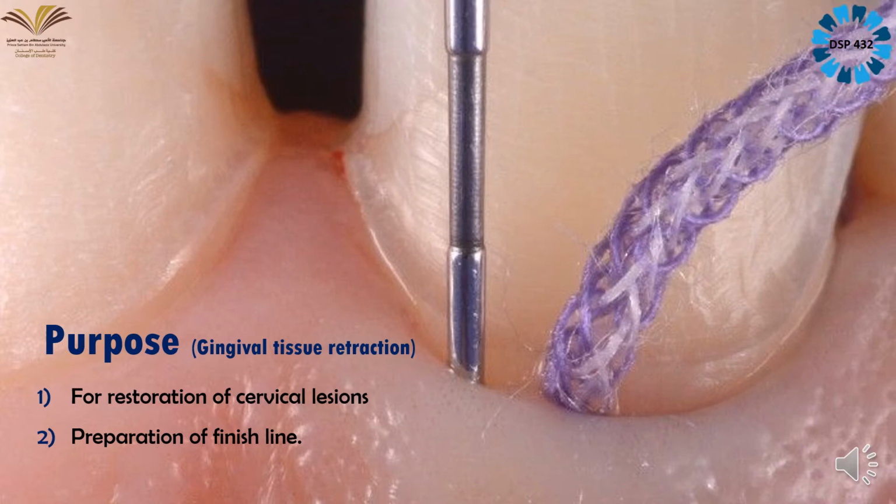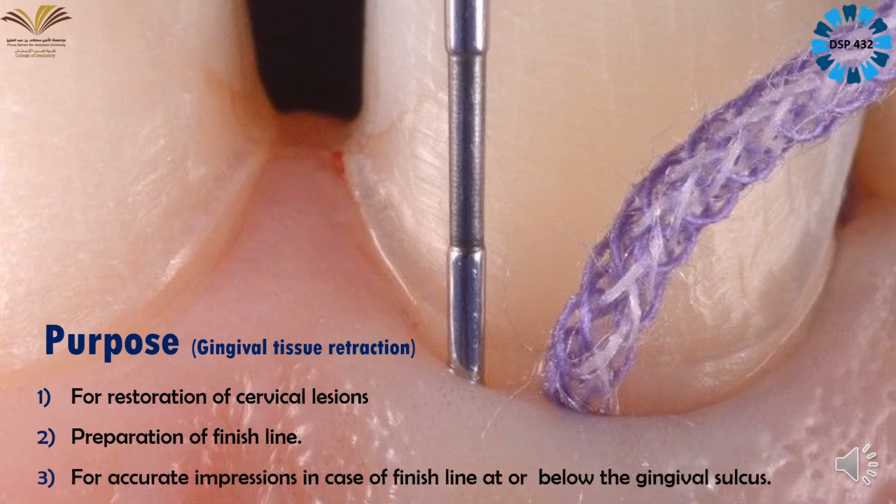Then preparation of the finish line, I already explained to you. If you are going for the equigingival finish line or subgingival finish line, it is better to retract the gingiva and gain the visibility, so that you can properly prepare the finish line without damaging the adjacent soft tissues, because if you damage the adjacent soft tissues, that damage is irreversible, so you might create a problem for the aesthetics. So it is better to retract the gingiva, gain the accessibility, and then proceed.